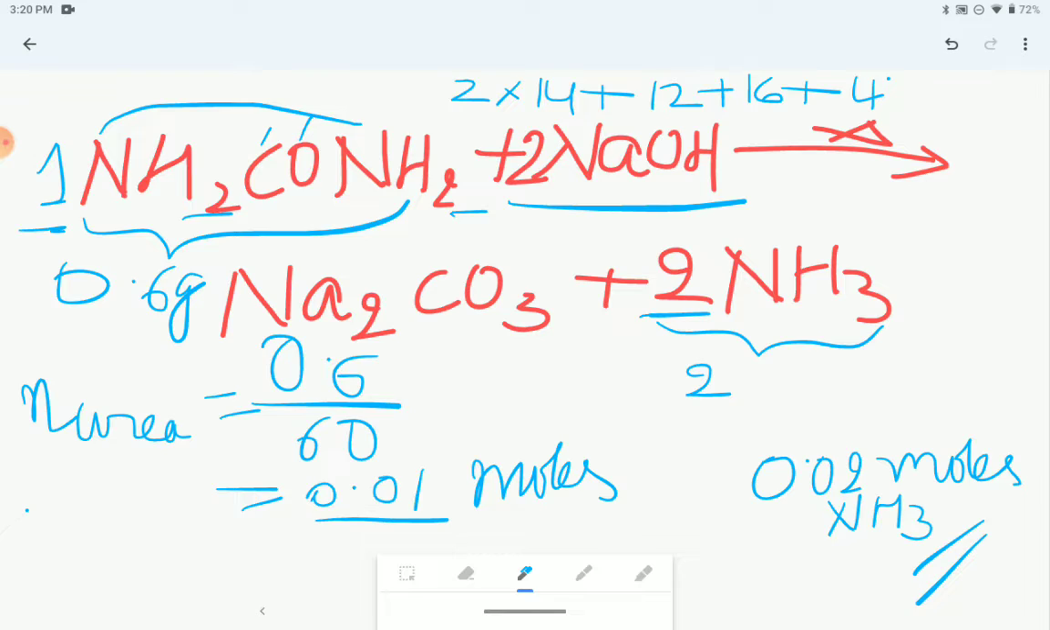Now if we carefully observe, the liberated NH3 will combine completely with which of the following HCl solutions? So here ammonia is a base, right? And HCl is an acid.